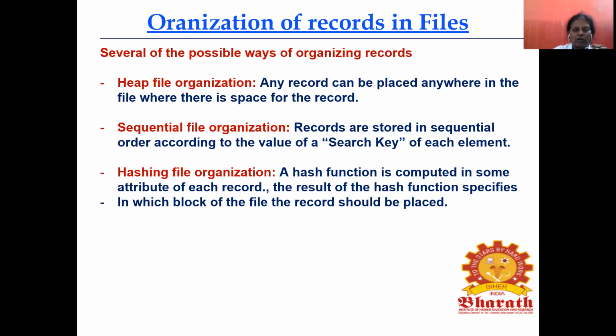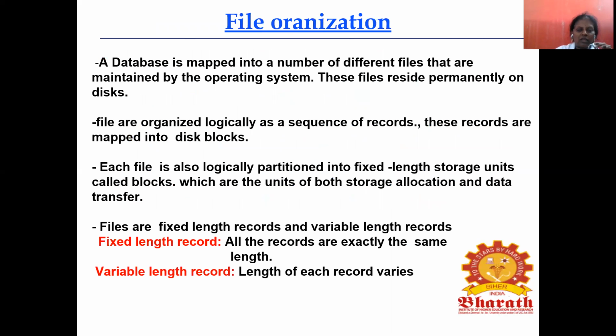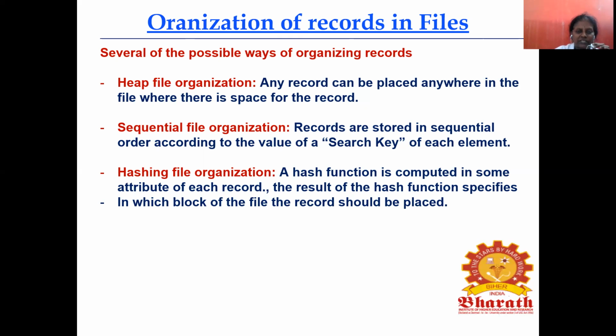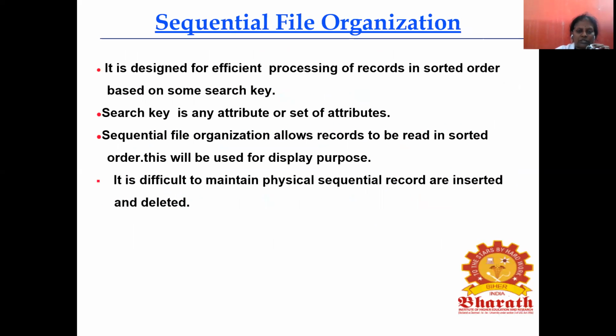So the possible ways of organizing records are heap file organization, sequential file organization, and hashing file organization. We have discussed sequential file organization first. It is designed for efficient processing of records in sorted order. Next, the search key is any attribute or set of attributes.